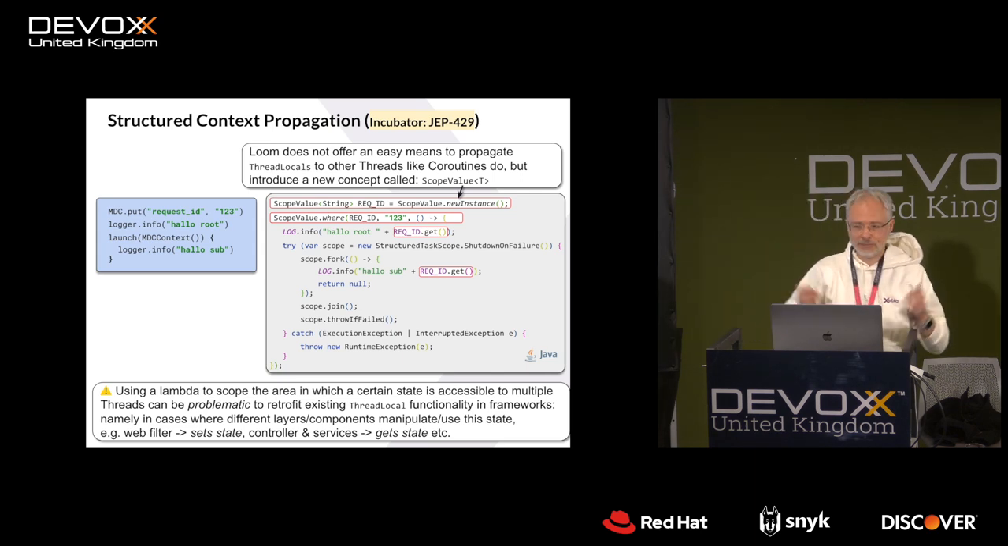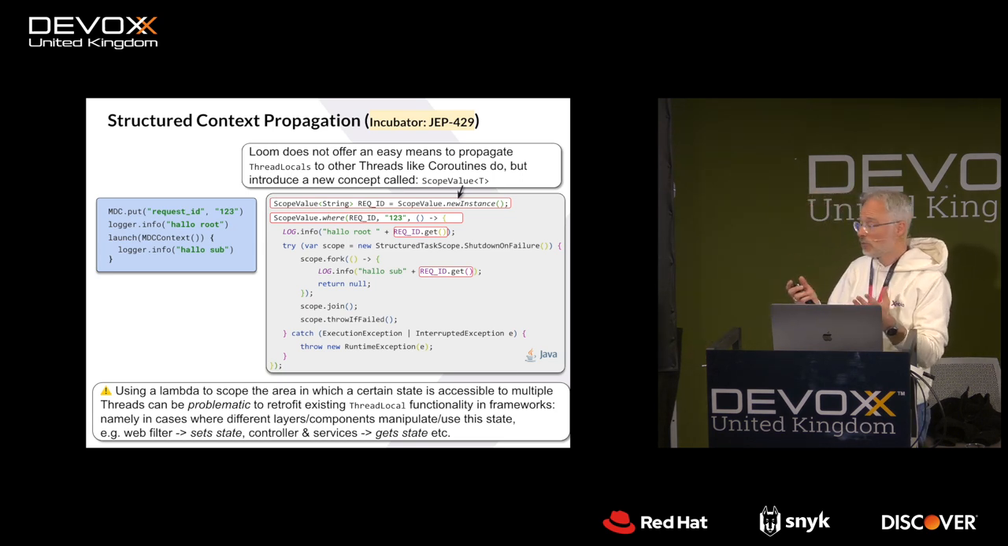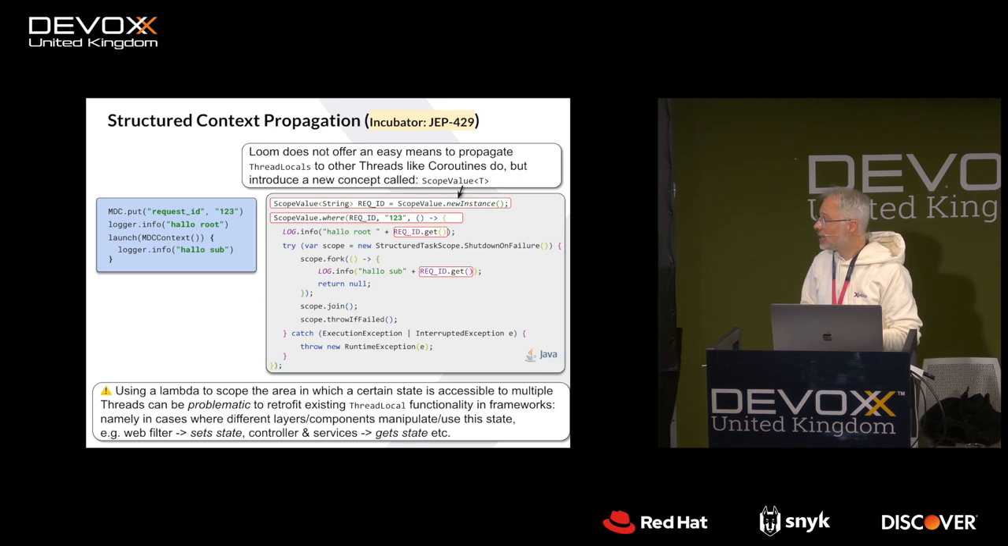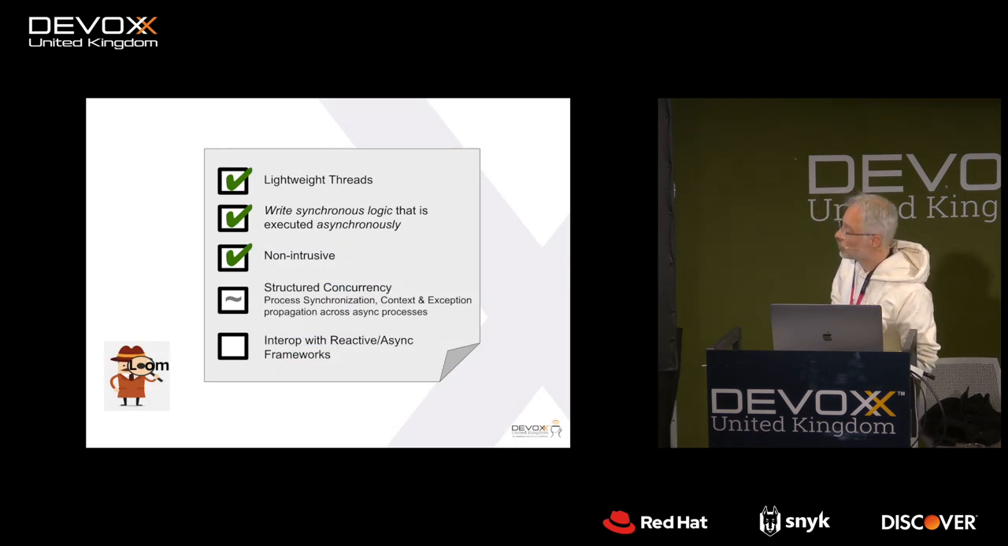Whether you like it or not, they're apparently still very powerful. So what you would have to do then with scope values, if you have a transaction scope, security scope, this is what you would have to put in those scope values. So we will see how this will turn out. But this is definitely a minor thing when it comes to the full-fledged experience with structured concurrency and Loom.